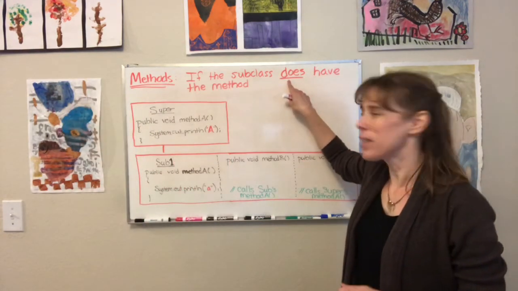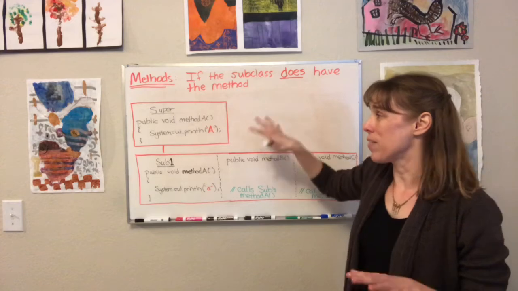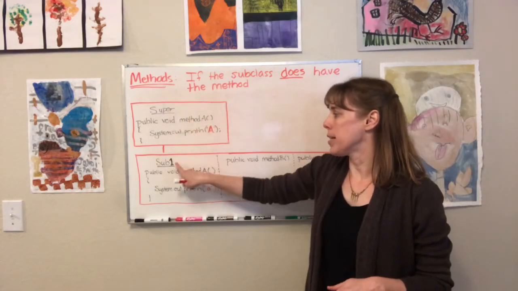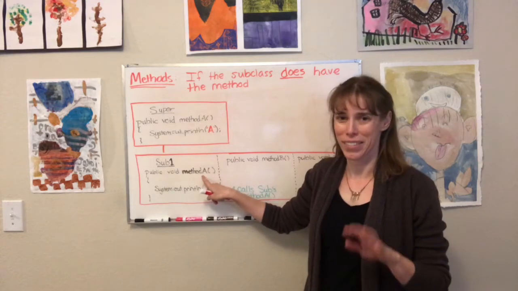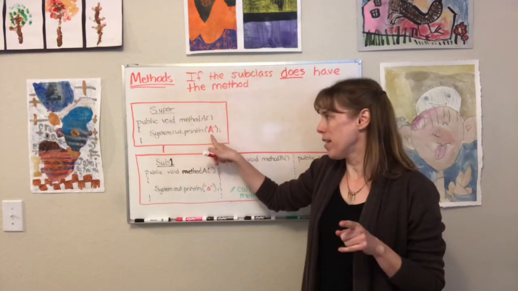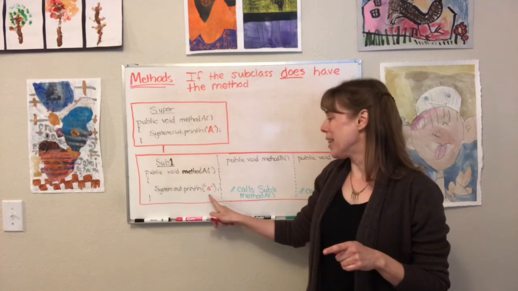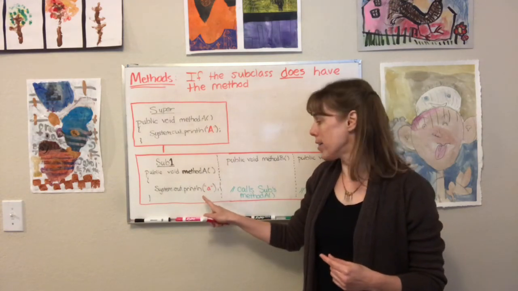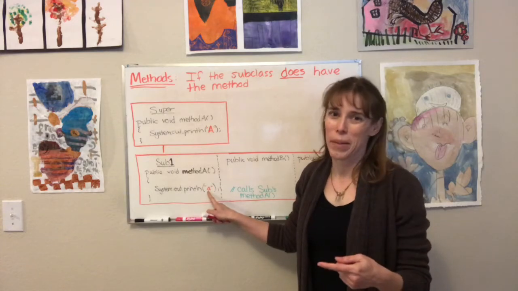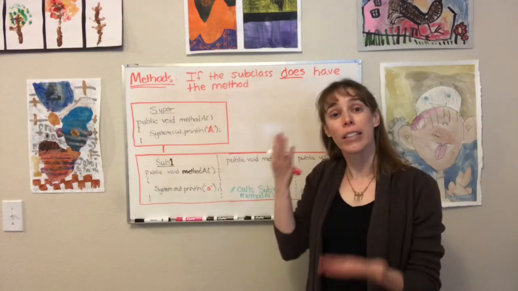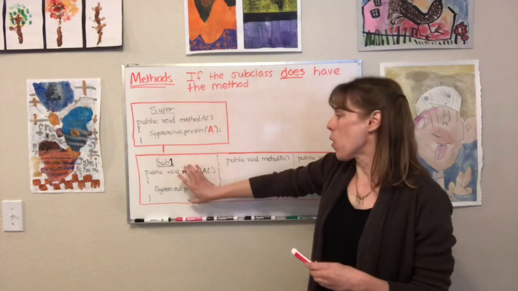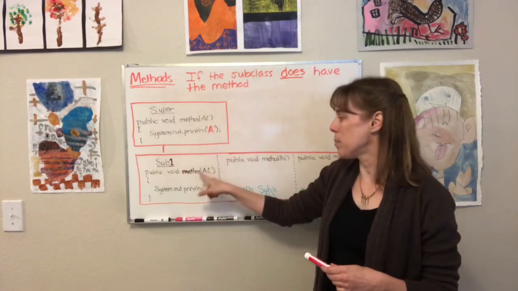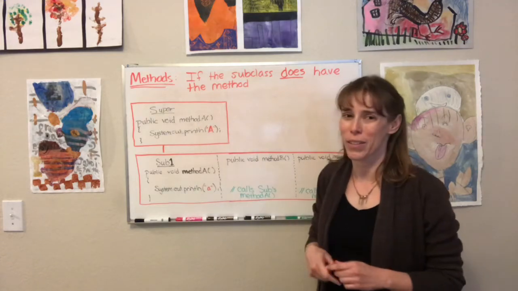Now if the subclass does have the method, so here we have super has a method A and sub1 has a method A, right? Now this method A prints a capital A, and this method A prints a lowercase a. So if you call them, you get a lowercase a coming out versus this one. They're a little bit different, but we are overriding this method A with this new one. So this method A overrides this method A in the superclass.